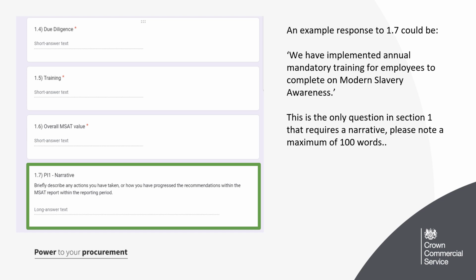Modern slavery assessment is a live assessment and should be updated, and recommendations should be progressed. As recommendations are progressed, then the scores within the report should increase within each 6-monthly submission.